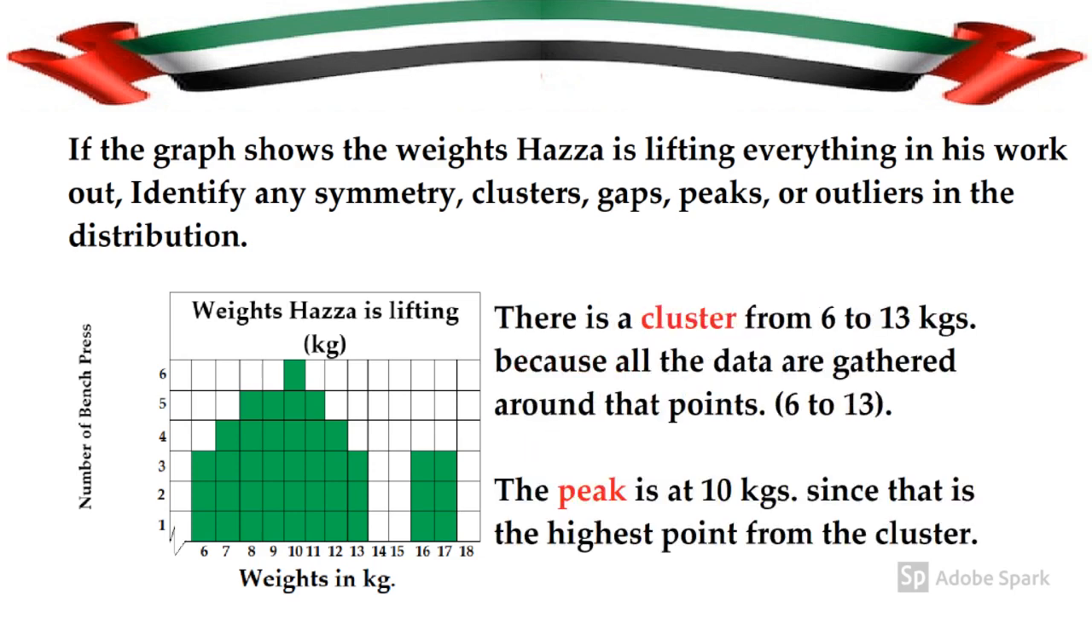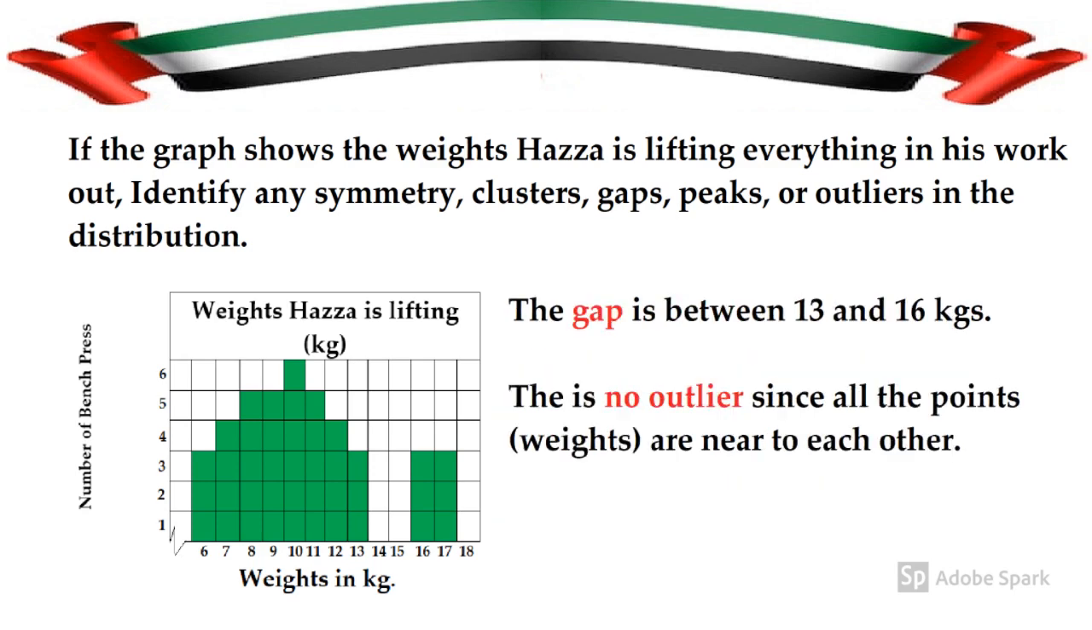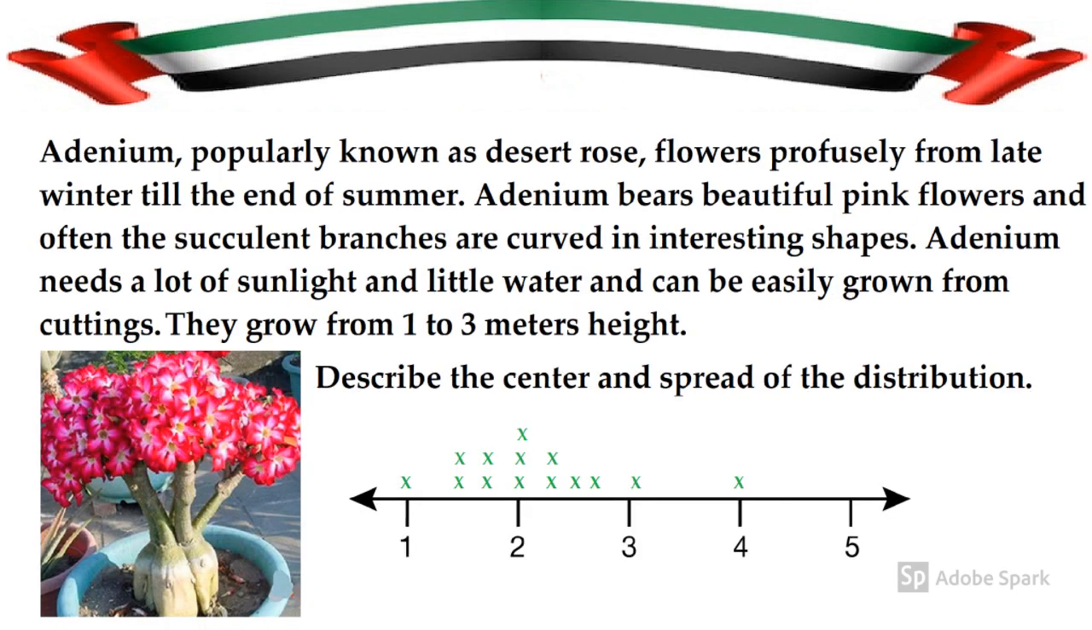The peak is at 10 kilograms, since that is the highest point from the cluster. The gap is between 13 and 16 kilograms. Therefore, 14 to 15 kilograms are gaps. And there is no outlier since all the points are near to each other. Let's work on the next example.